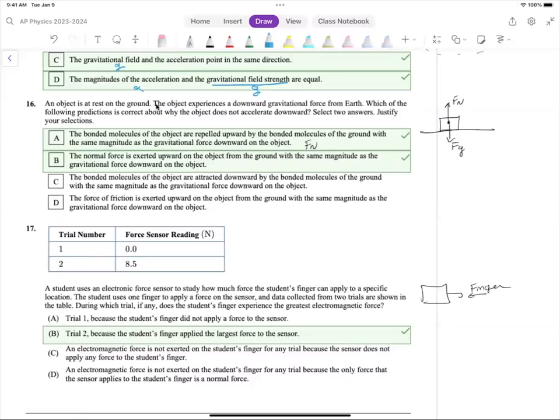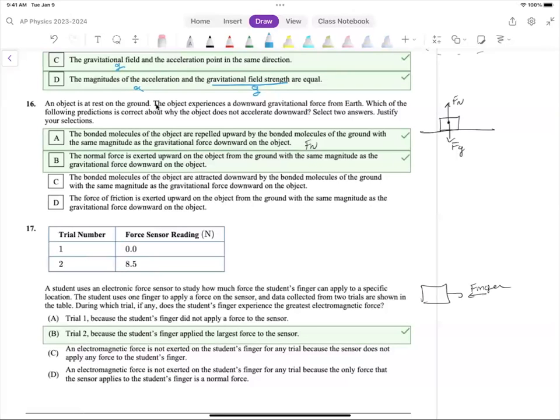That is true. Force normal, which is by the bonded molecules of the two objects pushing against one another, the ground pushing up, is the same magnitude as the force of gravity, which is a field force acting on the center of mass downward. Now, they restated the comment in A, but instead of using the definition or the interaction of the molecules, they used the words normal force exerted upward on the object from the ground. Okay, now look at C.